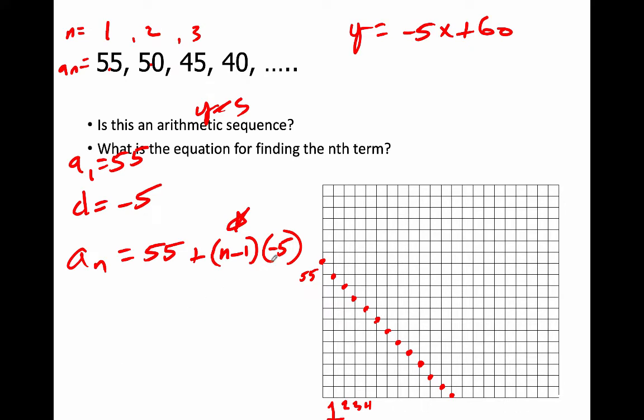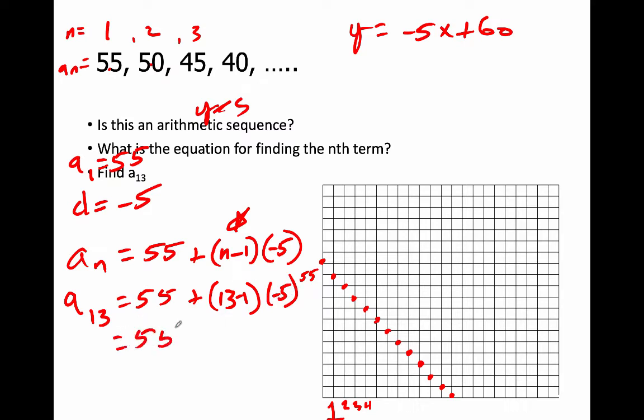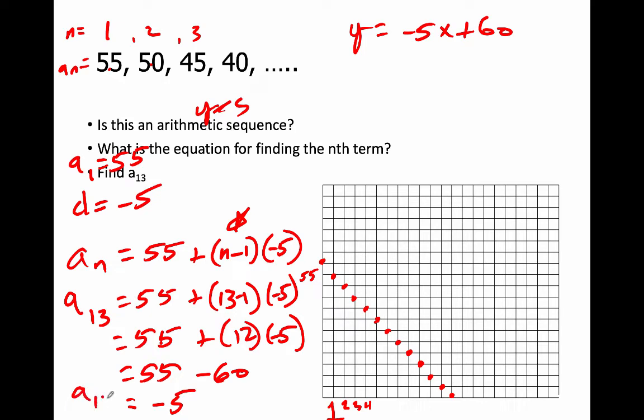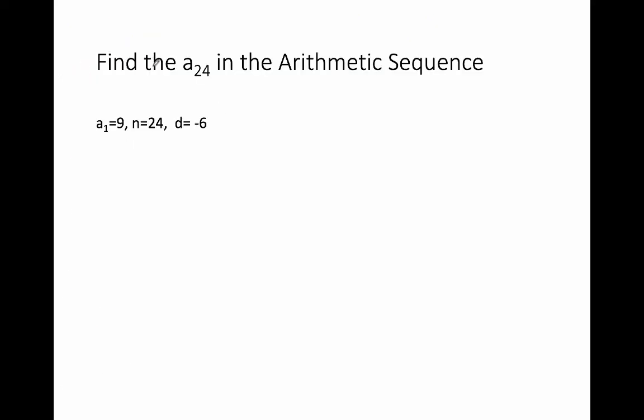Okay, what is the equation for the nth term? I found it. Find a sub 13. So a sub 13, this is how you write it: 55 plus 13 minus 1 times negative 5. So I just take 55 plus 12 times negative 5. I'm starting with the first term, and to get the 13th term, I add on negative 5 12 times. 55 minus 60. A13 is negative 5. Ordered pairs, yeah, I have that up here. n comma a sub n, 1 comma 55, 2 comma 50.